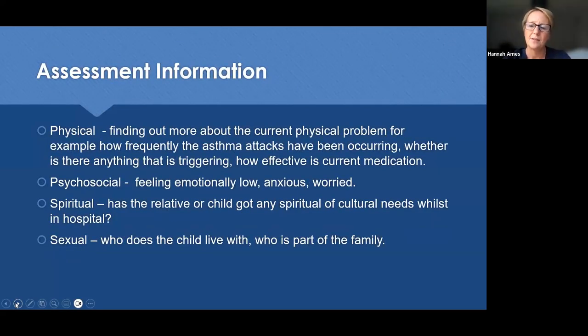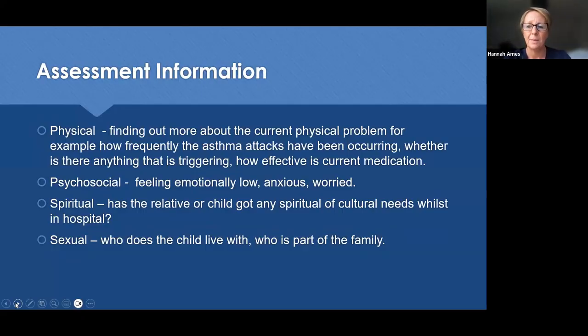In terms of your holistic assessment, like I said, you won't have a huge amount of information. So physical, focus that on the primary reason that child has come into hospital. So for example, with asthma, you might want to find out how often the asthma attacks are occurring, is there anything triggering them, are they managing with their inhalers at home, finding out a little bit more information about how they're managing that asthma on a day-to-day basis.